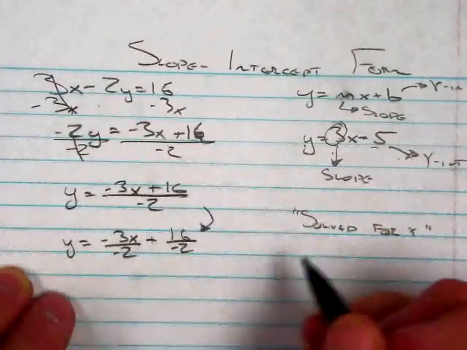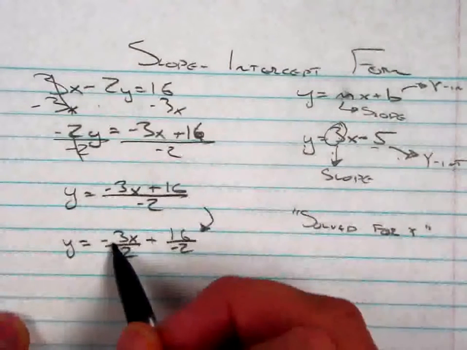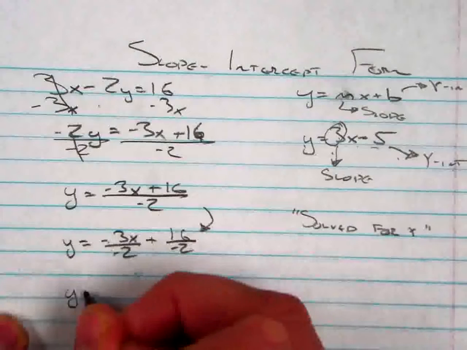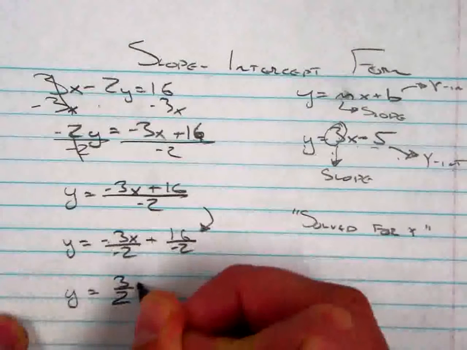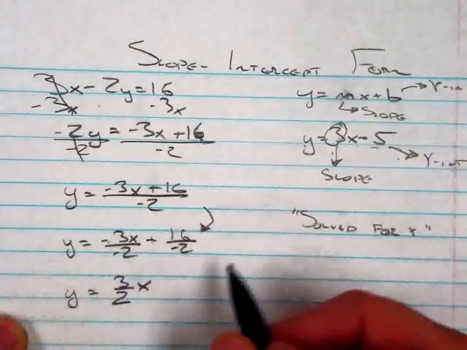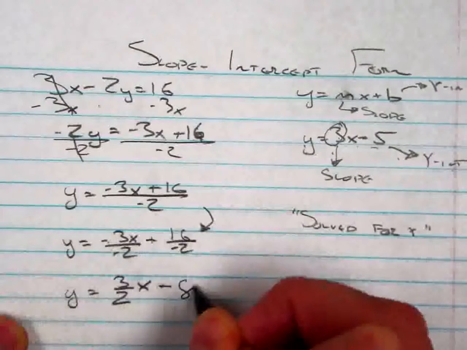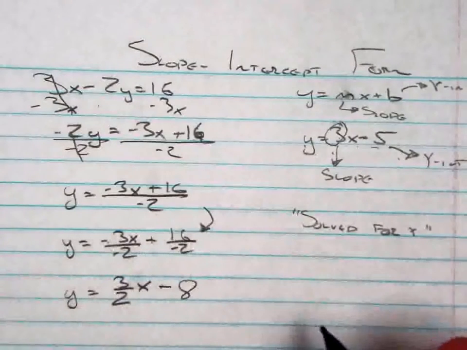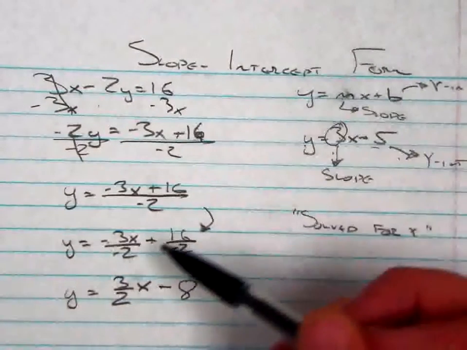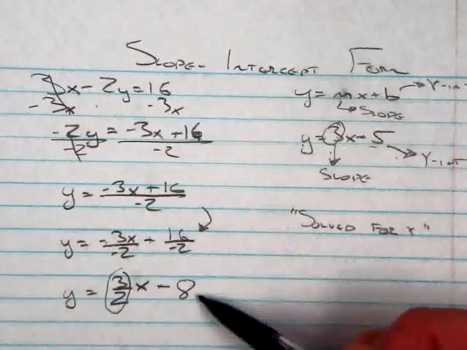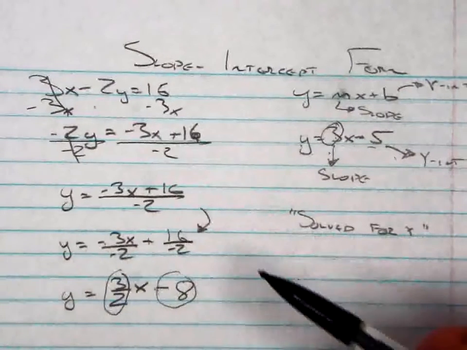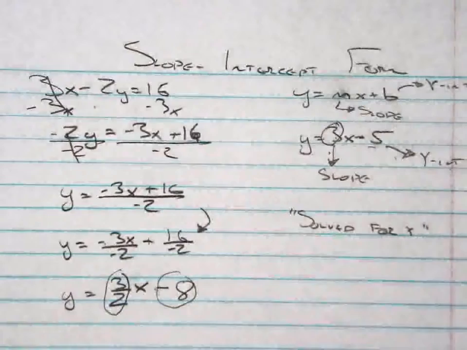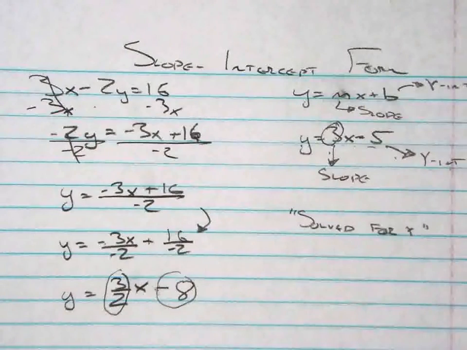But now we know that a negative over a negative is a positive, so that's 3 halves x, and then 16 divided by negative 2 is negative 8. Now, I've taken my equation and put it in slope-intercept form. I now know that the slope is 3 halves and the y-intercept is negative 8. So, the reason that's useful is, let's go on to our graph now.